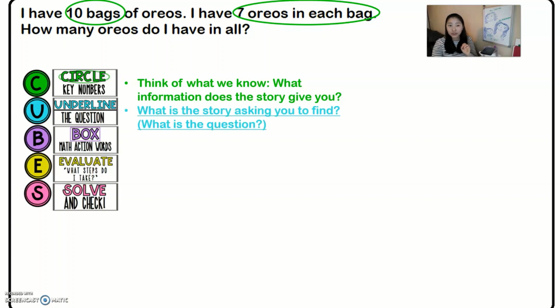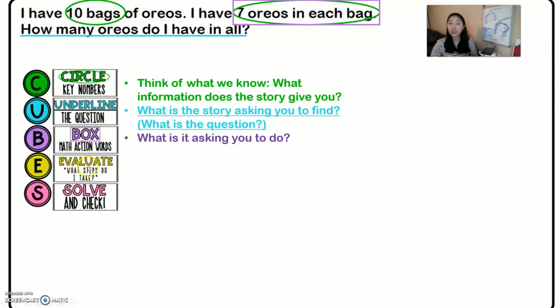Underline the question. So find the question, nicely underline. If you're my friends with the handwriting, I really want you to focus, take your time, pause the video, because you can actually pause. You have the time. And what is it asking you to do? Now we're going to box the math words that are going to help you. So for 7 Oreos in each bag, I would even just box each bag. I would also box the word bags here, just so you know.